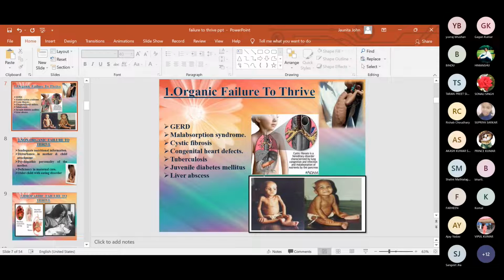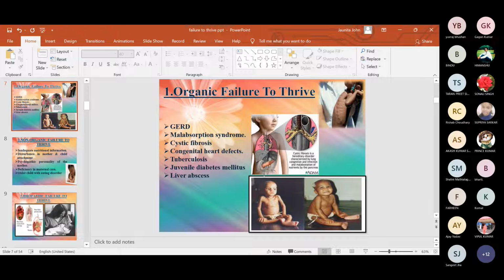Next is juvenile diabetes mellitus. As the name itself suggests, juvenile means children. So, it is a chronic condition in children in which the pancreas produces no insulin or very little insulin.